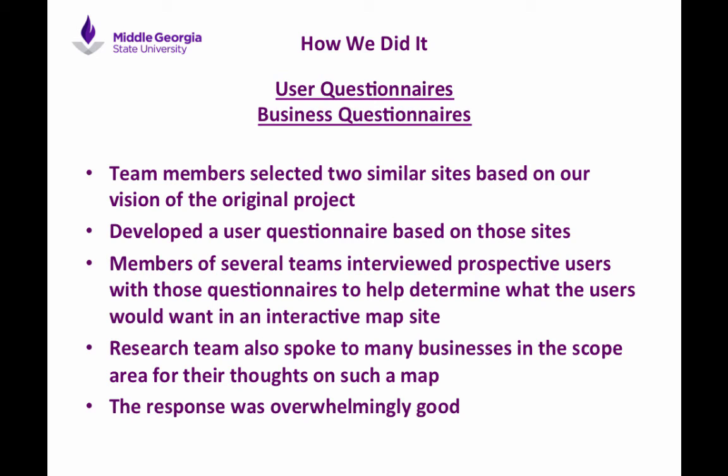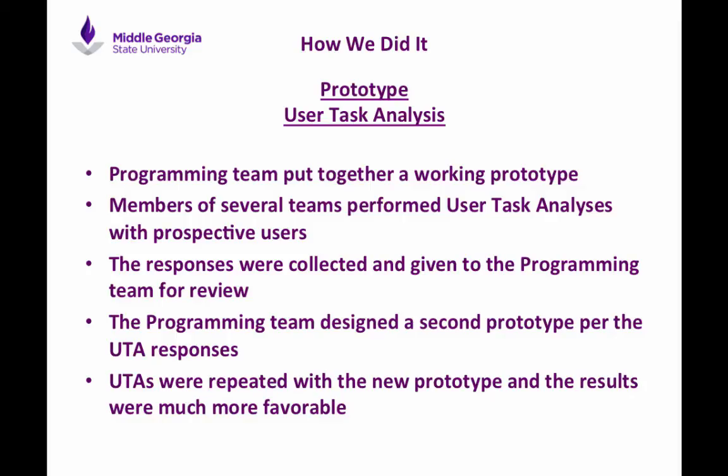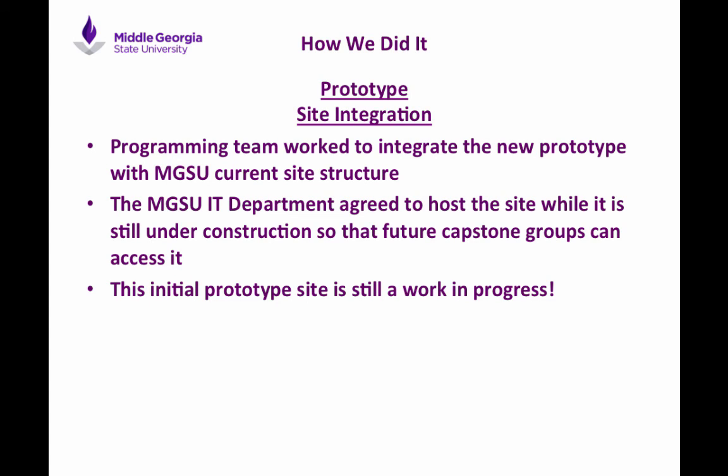The research team also asked several local businesses their thoughts about the project. The UTA testing proved to be invaluable information for improving the initial design. The prototyping process involved taking 2 rounds of UTA testing and applying the suggested changes to the Explore Macon website. The programming team worked hard to implement the changes stated in the UTA testing phase. The school IT department also agreed to host the developing project. However, it is important to bear in mind that the project is ongoing and still has room to improve.